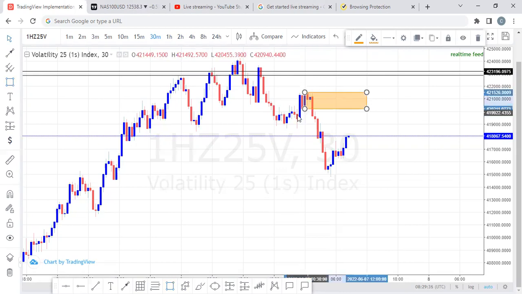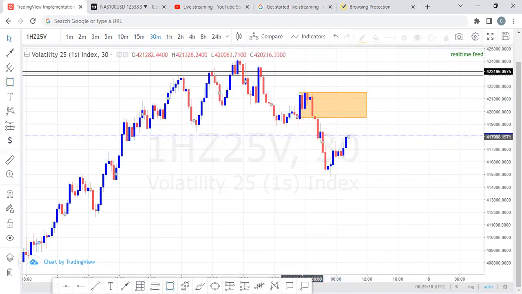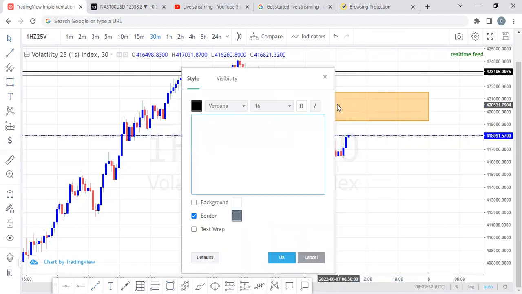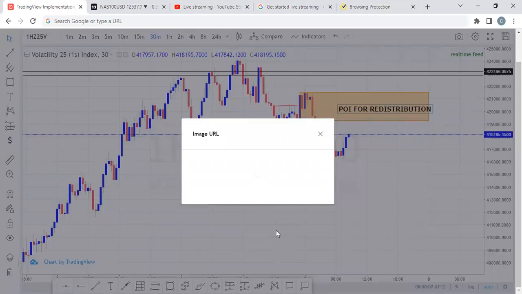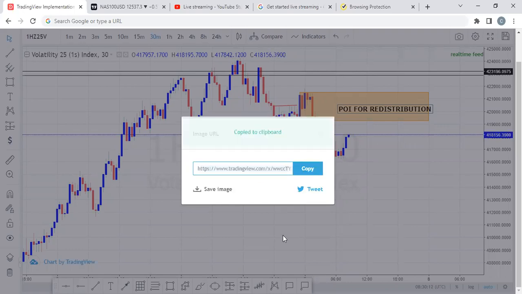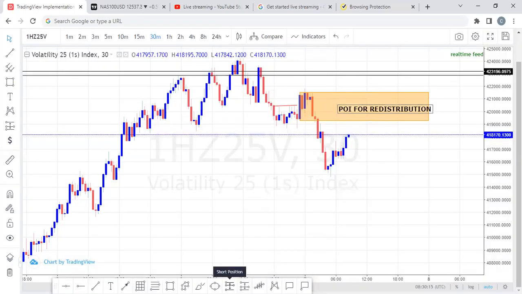From here, there was a liquidity grab at this point here. All this liquidity was grabbed and then we went high. So we're looking for a sell inside here, a potential area for redistribution. POI for position simply means lower time frame break of structure. So that is it, POI for redistribution. We can look for that and take price lower, so we can look out for a sell in that region. That's it for that set.